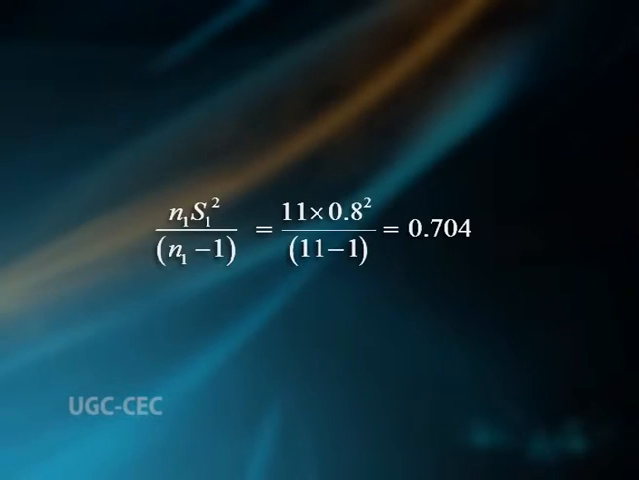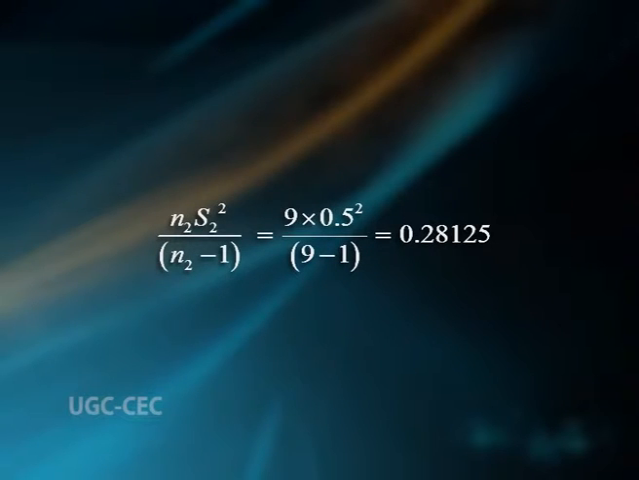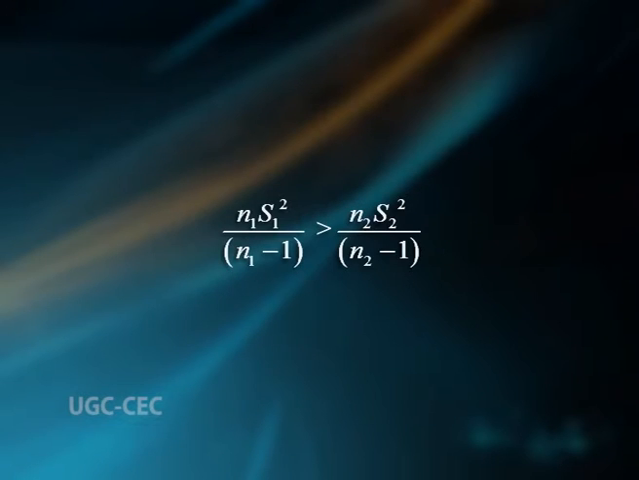To test H naught sigma1 equal to sigma2 against H1 sigma1 not equal to sigma2. The sample variances S1 square and S2 square are 0.8 and 0.5 respectively. Here n1 S1 square by n1 minus 1, that is 11 into 0.8 square by 11 minus 1, equals 0.704, and n2 S2 square by n2 minus 1 equals 9 into 0.5 square by 9 minus 1, that is 0.28125. This implies n1 S1 square by n1 minus 1 is greater than n2 S2 square by n2 minus 1.